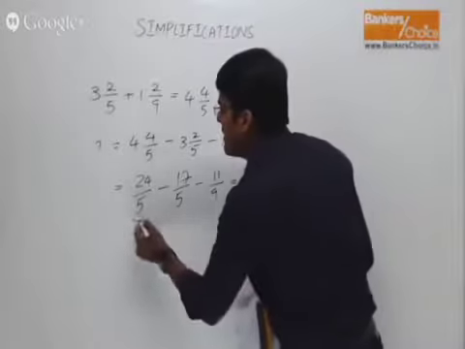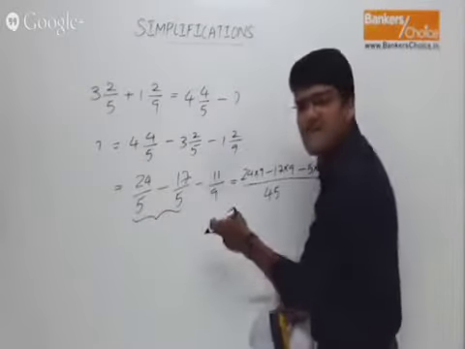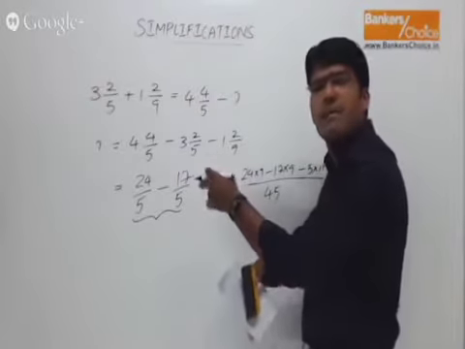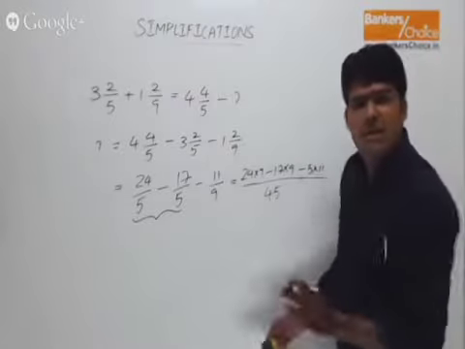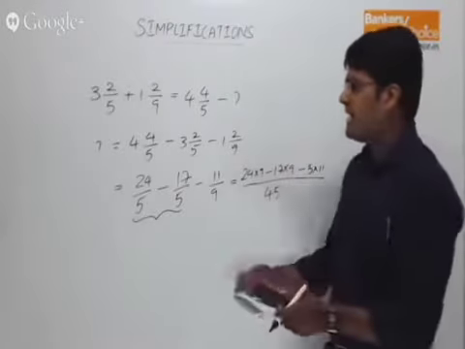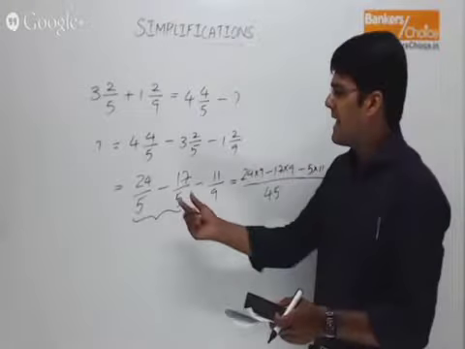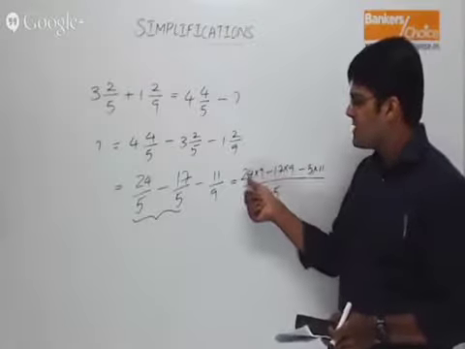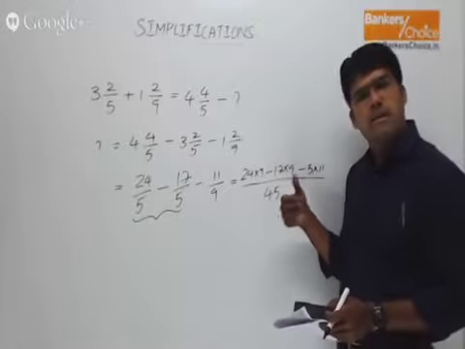Otherwise, you can directly take this part here as 24 by 5 minus 17 by 5. 24 by 5 minus 17 by 5 will be equal to what? 7 by 5. 7 by 5 minus 11 by 9 should give you the right answer there, right? Or here also again, if you take 9 common, it's the same. Either directly take it as 24 minus 17, 7 by 5, or here you can take 9 common. If you take 9 common, what happens? 24 minus 17 is equal to 7. 7 into 9, right? So what will be the answer?